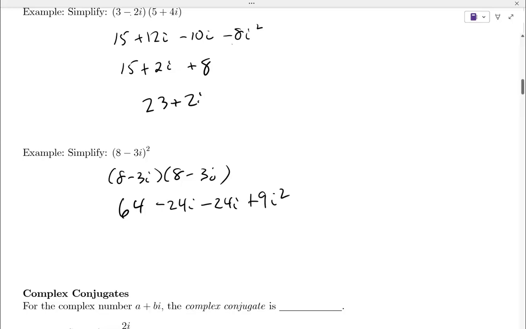That's what we get when we FOIL, right? 8 times 8 is 64. 8 times negative 3i is negative 24i. Same thing in the middle. Plus 9i squared. 9i squared becomes negative 9. And then subtract, and you get what? 55 minus 48i? I got it right. Okay. That's not any different than doing polynomials, is it? Okay. All right.